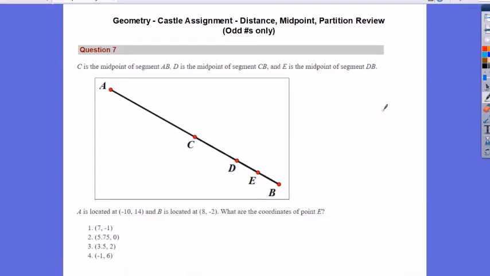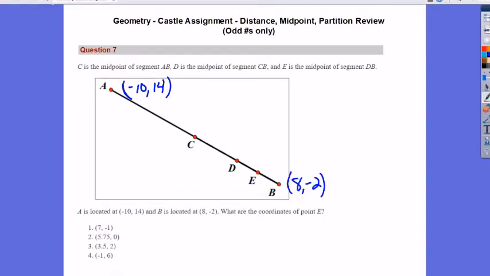So we have A. What did it tell us? Negative 10, 14. All right, B is at 8, negative 2. So C is the midpoint of those. So negative 10, 14, midpoint, which is going to be point C, and then B is 8, negative 2.